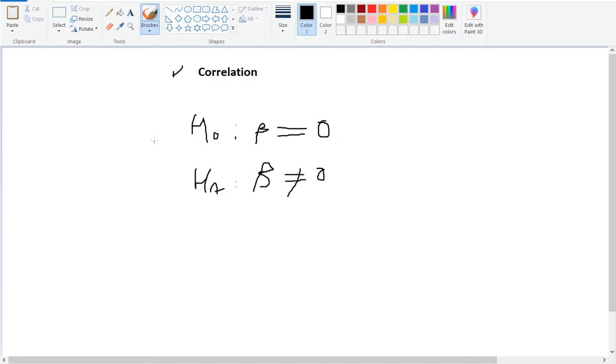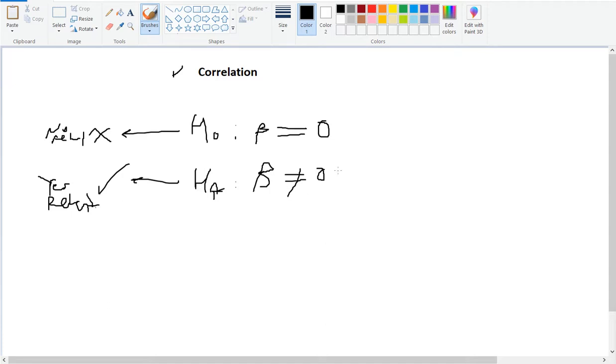What do these mean? What does each one mean? The null hypothesis, beta equals 0, means that there is no relation. The alternative, beta doesn't equal 0, means that there is a relation between them. So that is what the null and the alternative mean. So no relation, and yes relation right here.